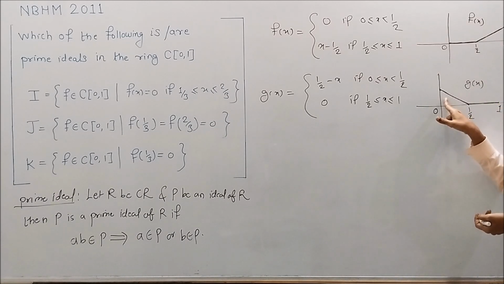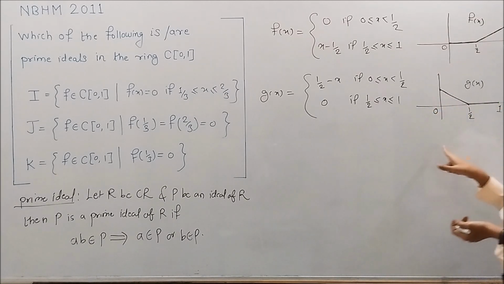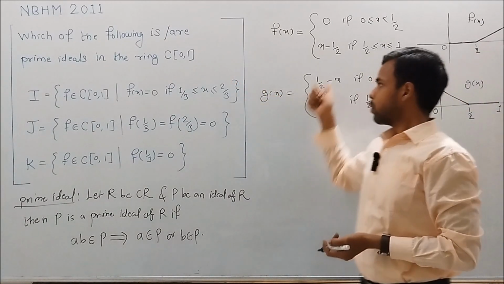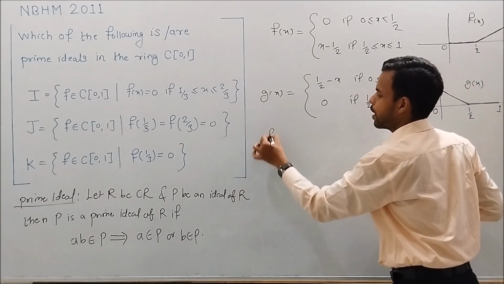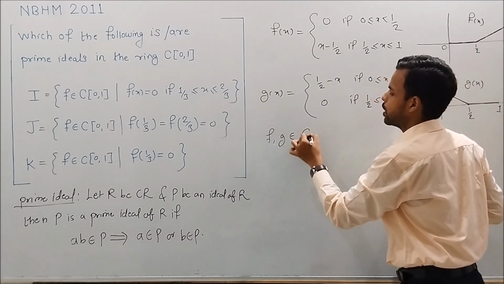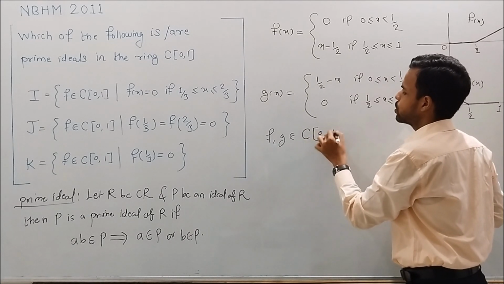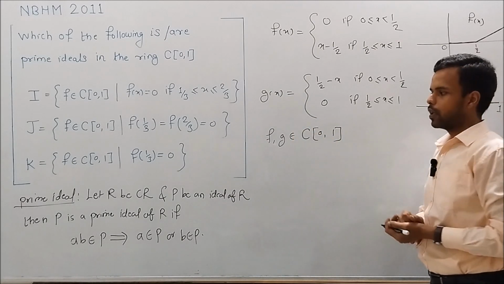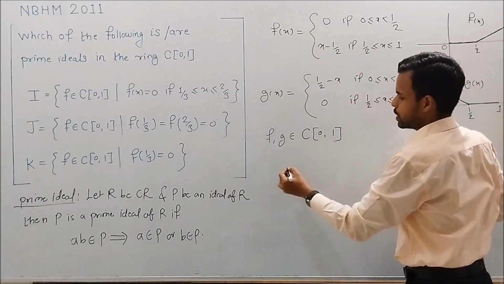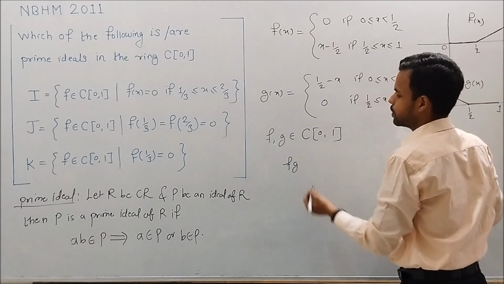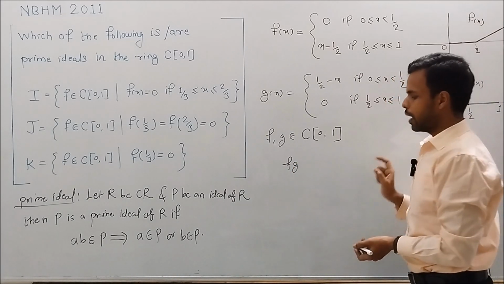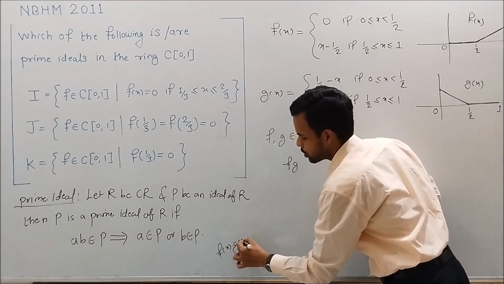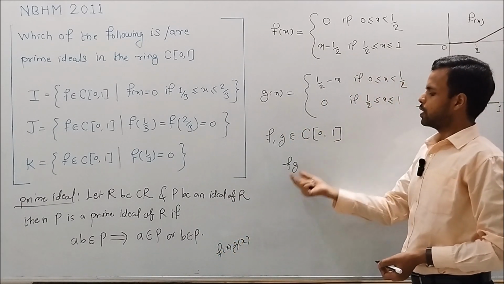Again we can see that its graph is a continuous curve, so it is also a continuous function defined on the closed interval [0,1]. So by the definition of f and g, we see that f and g belong to the ring of continuous functions over [0,1]; they are elements of this ring. Now let's see what the function fg is. By fg I do not mean function composition, I mean f(x) times g(x). Let us see what this product is.